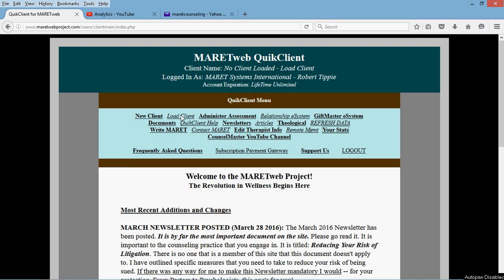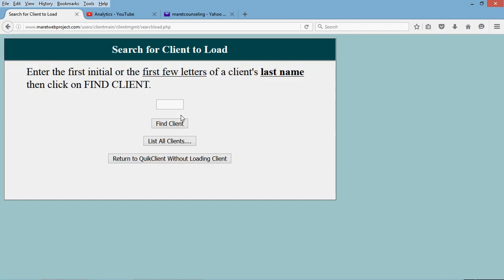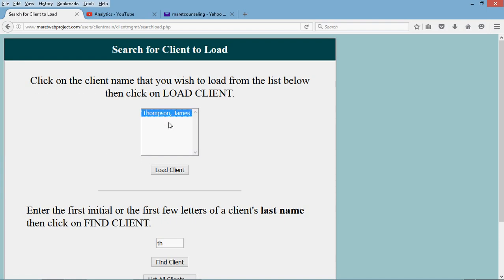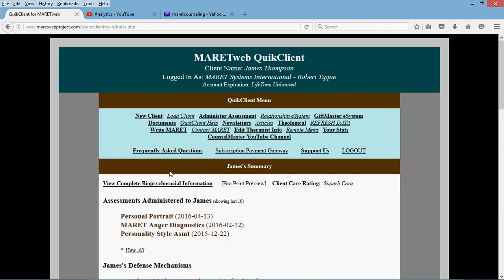And today we're going to look at the second installment for defense mechanisms. So I'm going to load my usual James Thompson client because I have a really nice defense mechanism in there for him.